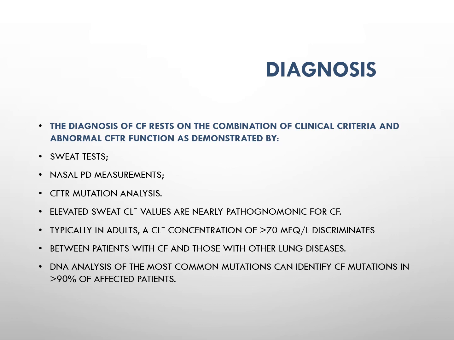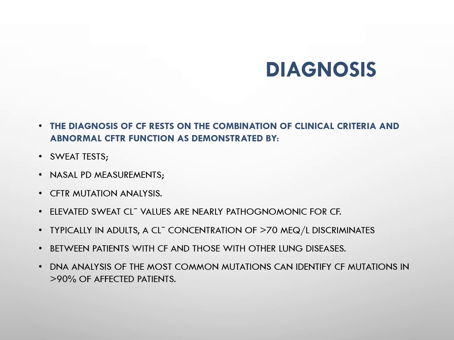The diagnosis of CF rests on the combination of clinical criteria and abnormal CFTR function, demonstrated by sweat test, nasal PD measurements, or CFTR mutation analysis. Elevated sweat chloride values are nearly pathognomonic for CF. Typically in adults, a chloride concentration of more than 70 mEq per liter discriminates between patients with CF and those with other lung diseases.